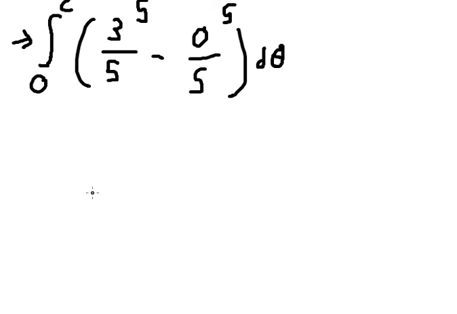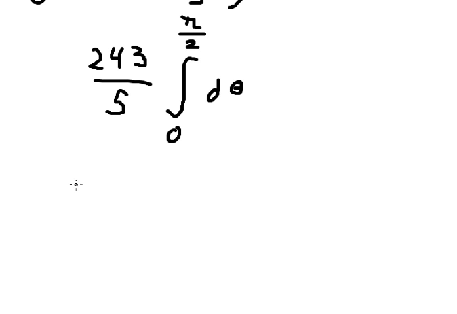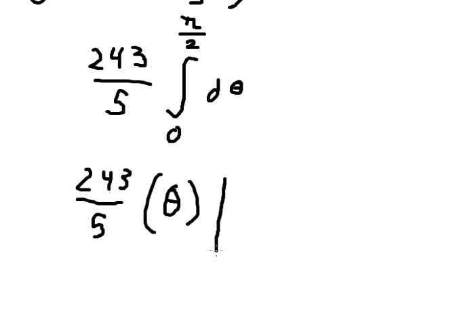This one we calculate and we have 243 over 5. And we have the integration from 0 to pi over 2. So this one we calculate and we have theta, and we put the bounds from 0 to pi over 2. Now I will put this one going here and number 0 going here.